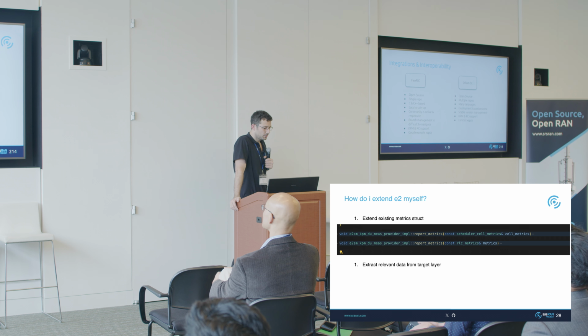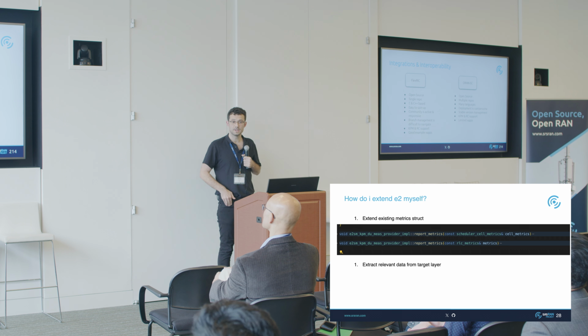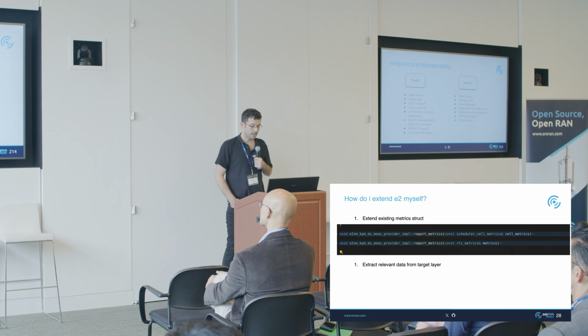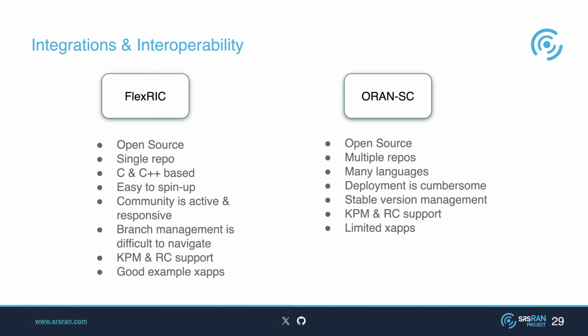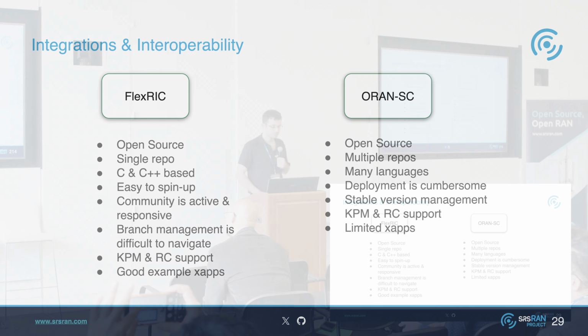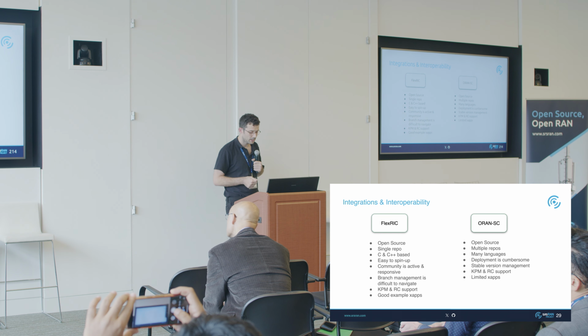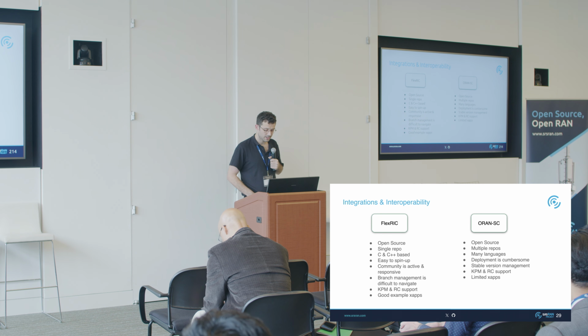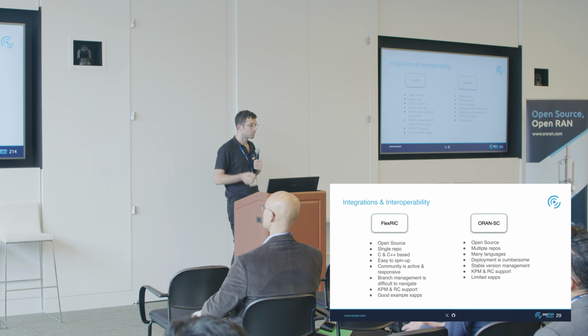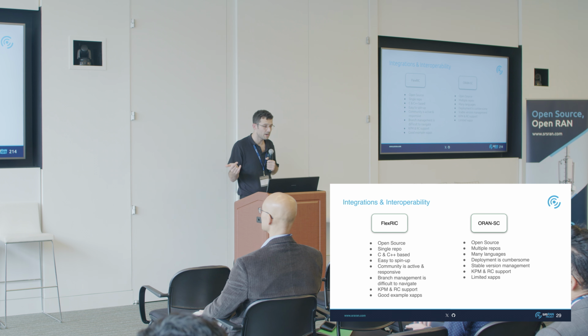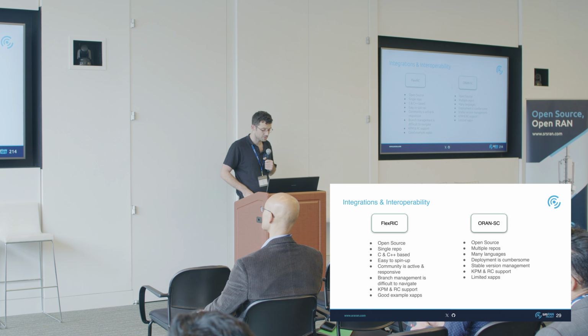The next thing I'm going to talk about is the different integrations and interoperability work that we've done, mainly with different RICs. The 2 main open source RICs are FlexRIC and the ORAN SC RIC. FlexRIC is by a company called BubbleRAN. We like it because it's C and C++ based, and because we're SDR nerds, we love C and C++. It's also easy to deploy, as a single repo that can be run bare metal with a single binary, easy to spin up. And the community is also very active and responsive.